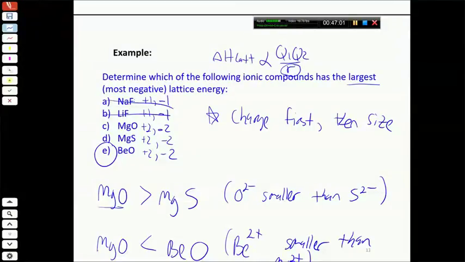So like I said, look at the charge first, but if you have two that are the same charge, you have to compare the size of the ions that are in those compounds, which comes from the periodic trends for ionic radius that we also learned back in Chapter 3. All right, any last questions on this?